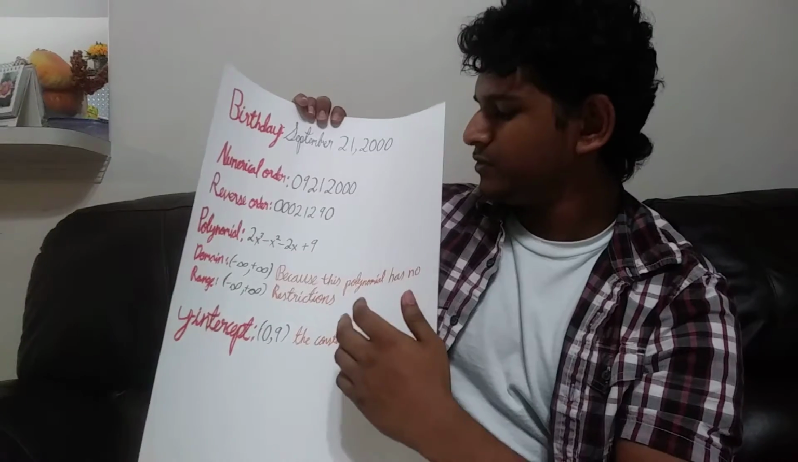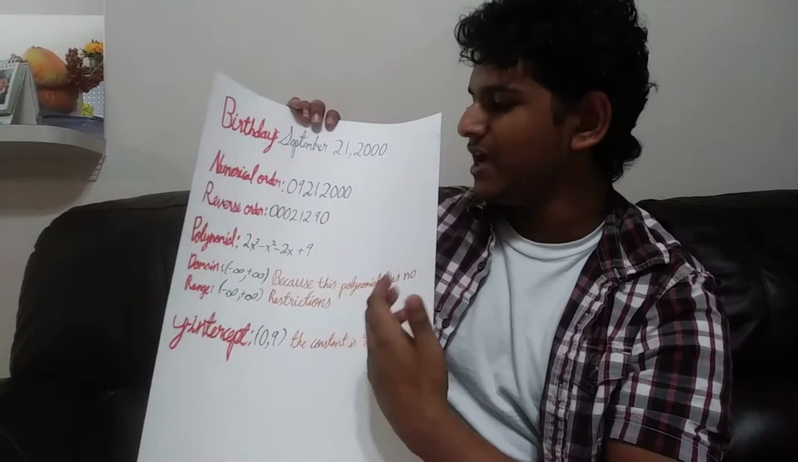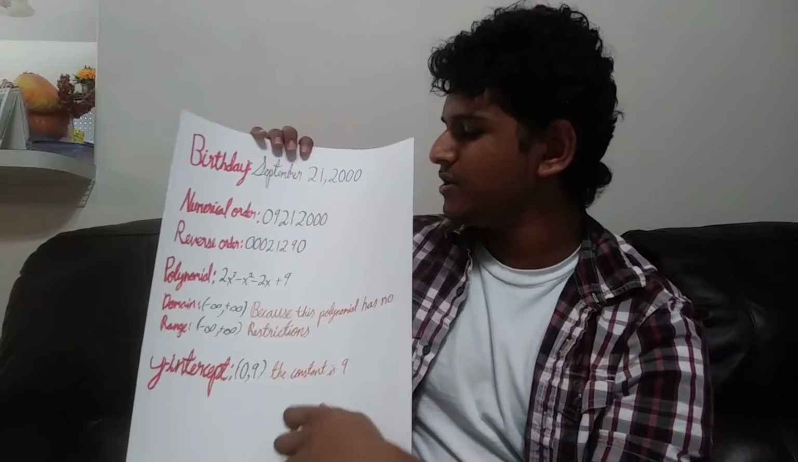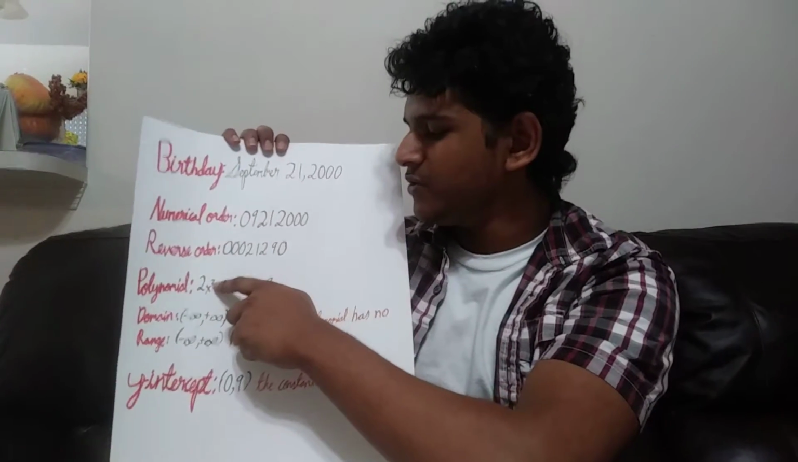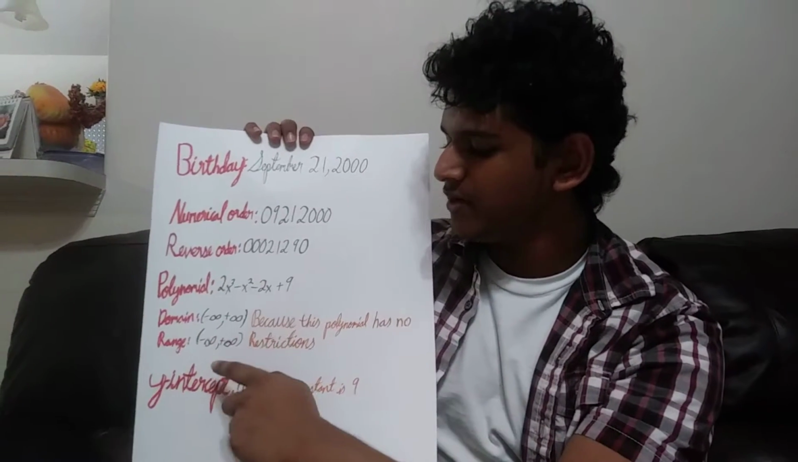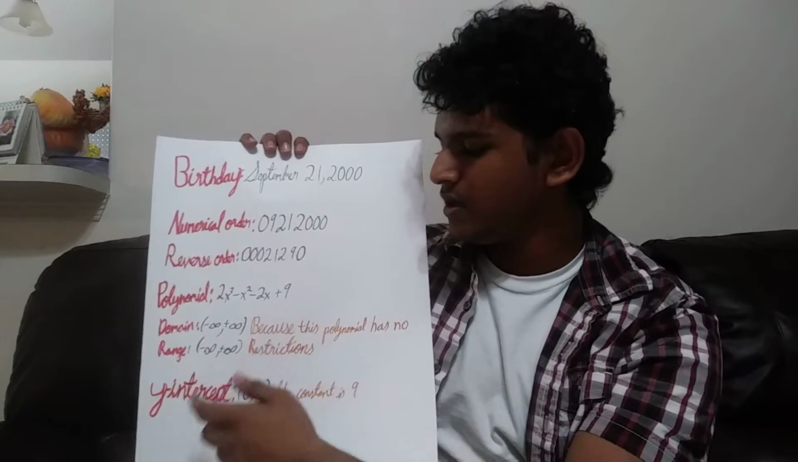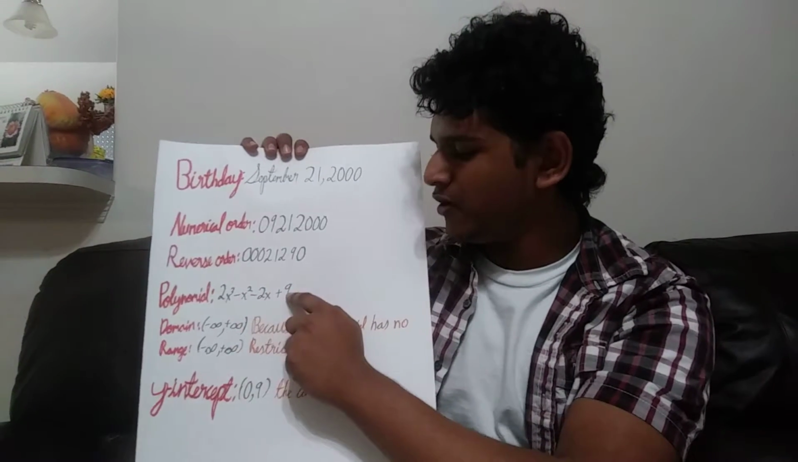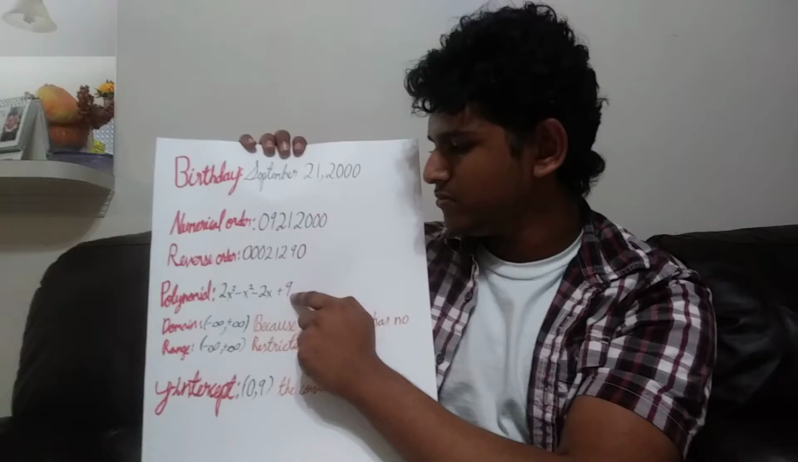Now, because this polynomial has no restrictions, the domain is negative infinity to positive infinity. And because the leading coefficient's degree is an odd degree, if the graph is continuous, thus the range is from negative infinity to positive infinity also. Now the y-intercept is 0x, 9y, because the constant of the polynomial is 9. That's all the work you really need for that one.